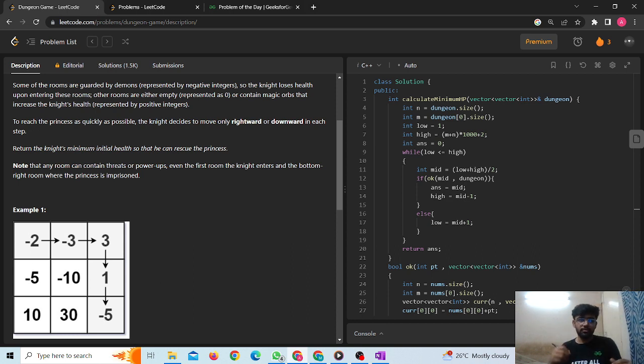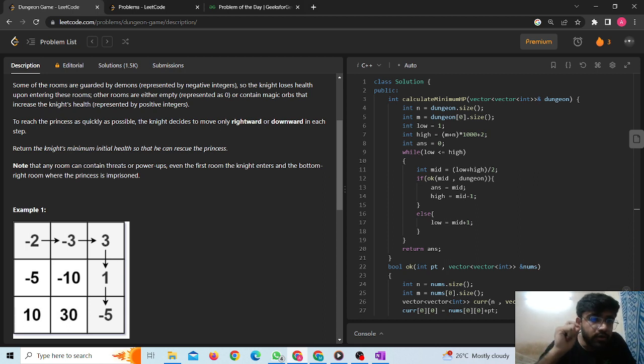So initially the knight will be having some x health, and while moving, if the value is negative, he will be losing some health, and if it is positive he will be gaining some health. He will always be starting from index 0 comma 0, and will have to reach the index n minus 1 comma m minus 1, where n cross m is the size of the matrix that has been given to us. Now let's see how we can approach this problem.